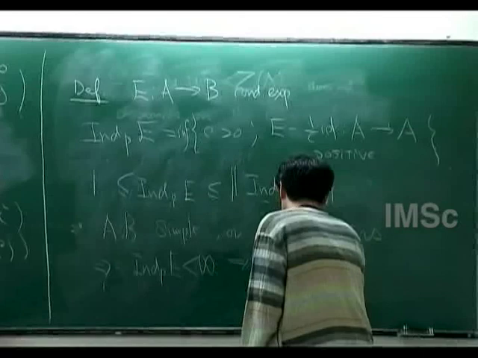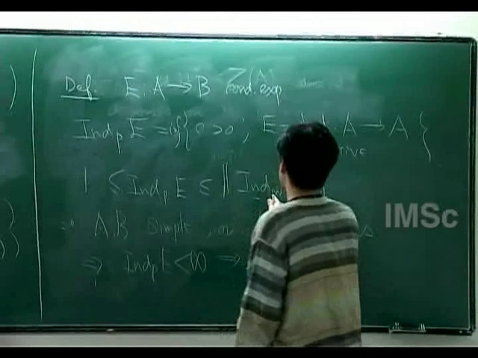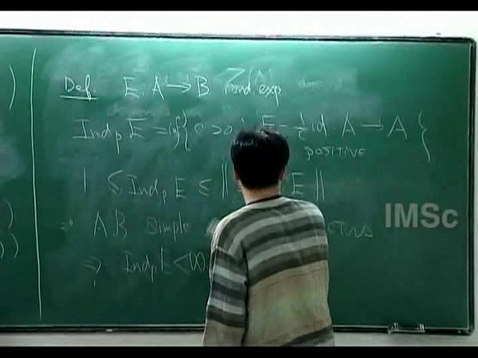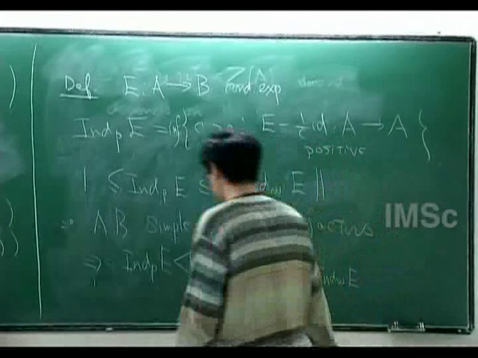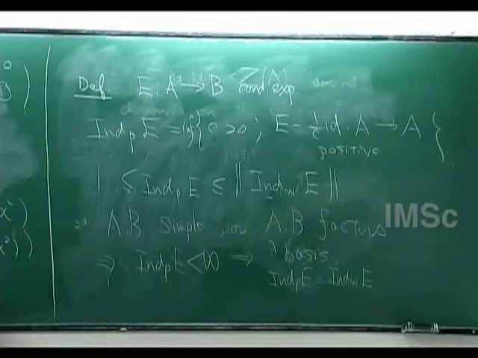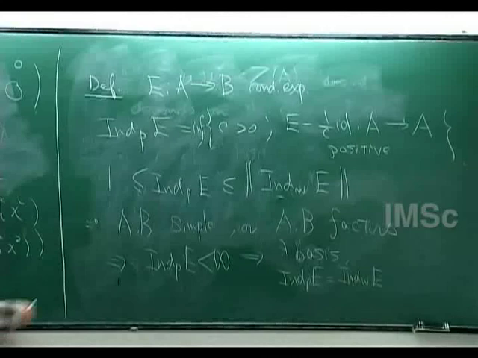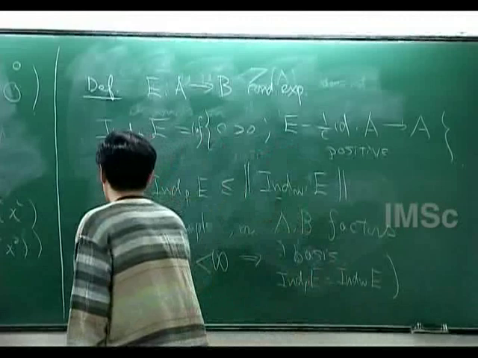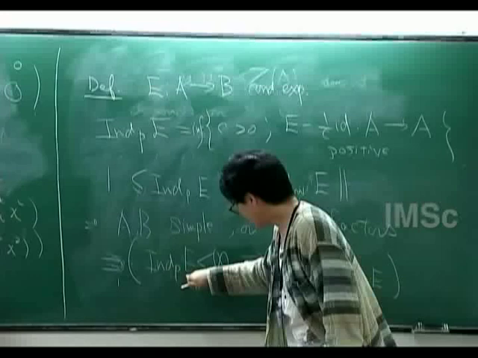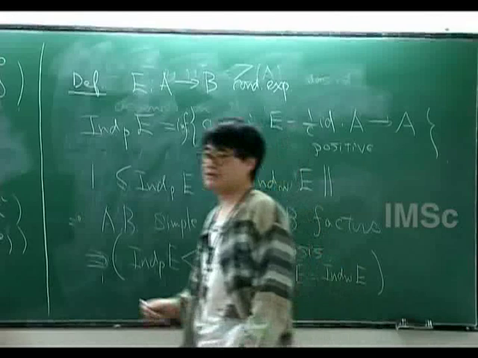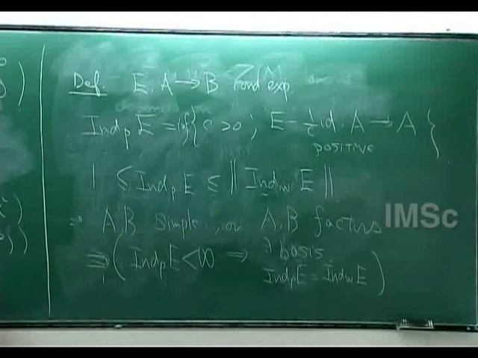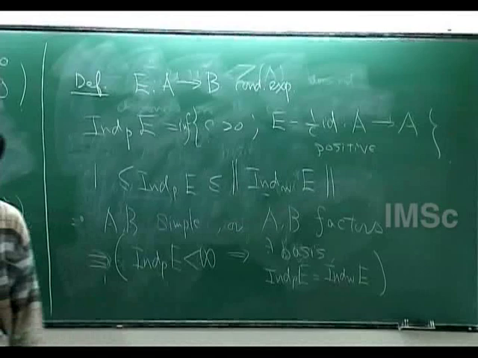In these two cases, the center of A is trivial, so this is a scalar, and the two numbers coincide. Ah, okay, all right, I should write it this way. Under either this condition or that condition, if the probabilistic index is finite, then it implies the existence of a basis and the two numbers coincide. This requires a proof. It's not really simple, so I skip it. It's not the real point of this series of lectures.